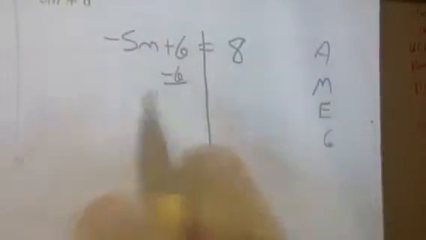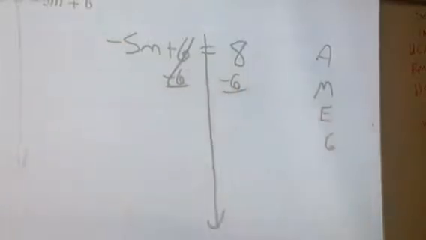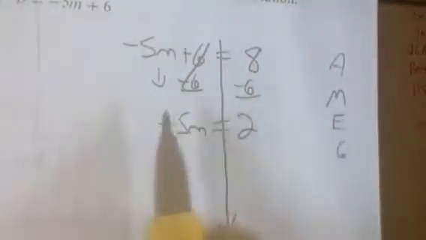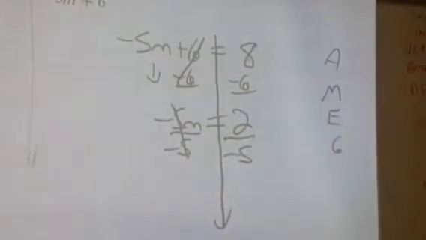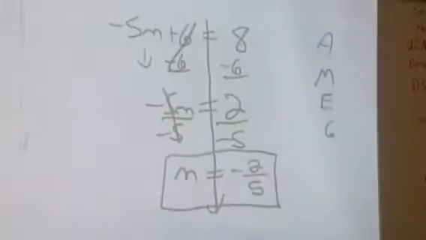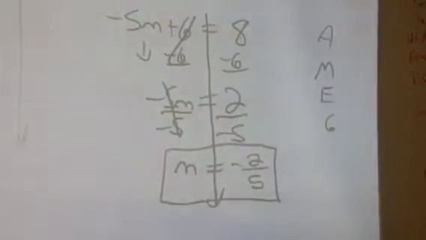So subtract 6. What's good for the goose is good for the gander. So if I subtract 6 on this side, I've got to subtract 6 on that side. Those cancel. I drop down that negative 5m. I've got 8 minus 6, which is 2. To finish solving this, I need to divide each side by negative 5. Don't divide by 5, divide by negative 5. Those cancel. That gives me m equals 2 over negative 5. So m equals negative 2/5. I flipped it.